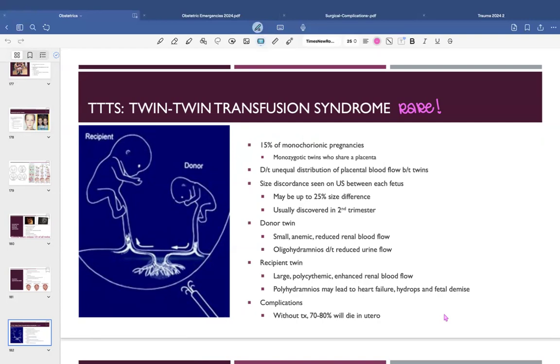Because it doesn't have as much blood, its kidneys don't have to filter as much blood, so urination decreases, which could lead to what with the amniotic fluid? It's right.